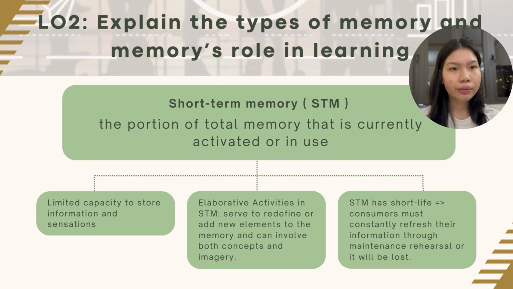So in learning objective 2, we're going to study short and long-term memory. Short-term memory, also called STM, is the portion of total memory that is currently active or in use. It has limited capacity to store information and sensation, and because of the short-lived nature of STM, consumers must constantly refresh their information through maintenance rehearsal, or there will be loss. And there's elaborative activity in STM, which serves to redefine or add new elements to the memory and can involve both concepts and imagery.